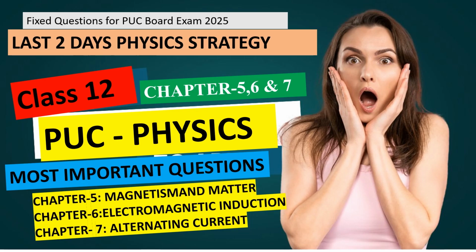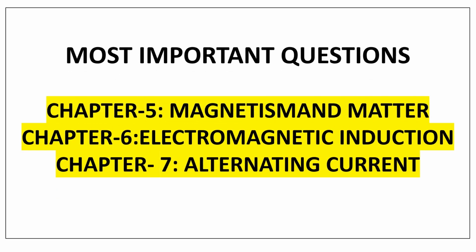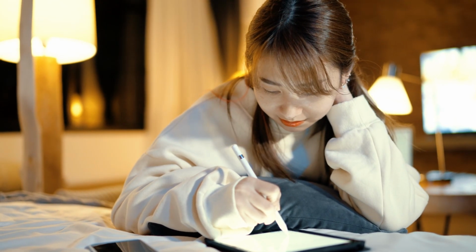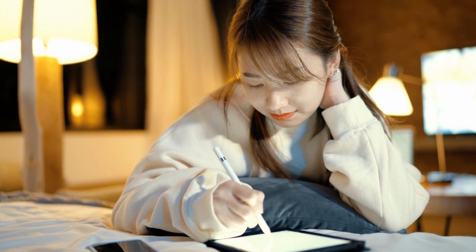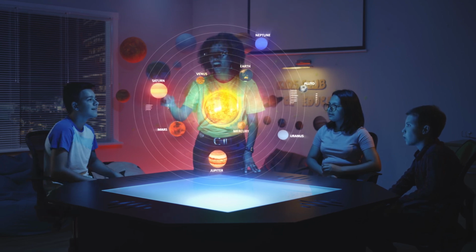In this video we will discuss last 2 days physics strategy, about the most important 3 marks and 5 marks questions of Chapter 5, Magnetism and Matter, Chapter 6, Electromagnetic Induction, and Chapter 7, Alternating Current, for Class 12 or PUC 2 Board Exams 2025. This will help you to pass and score in the board examination.